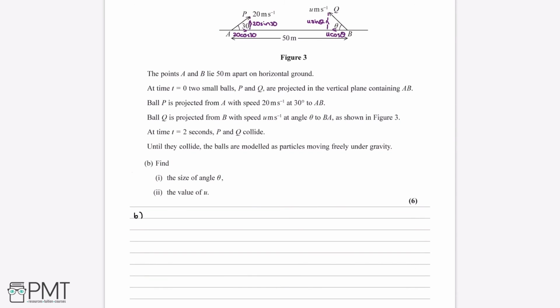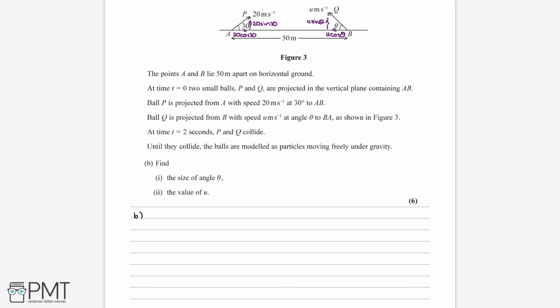Now B is asking us to find for part I the size of angle theta, and for II the value of u. Now this question, although it's split into I and II, it's quite joined. You need to find one to be able to find the other, so it's quite hard to separate this until we get to the answers into a part I and II, so we'll kind of be finding them at the same time.